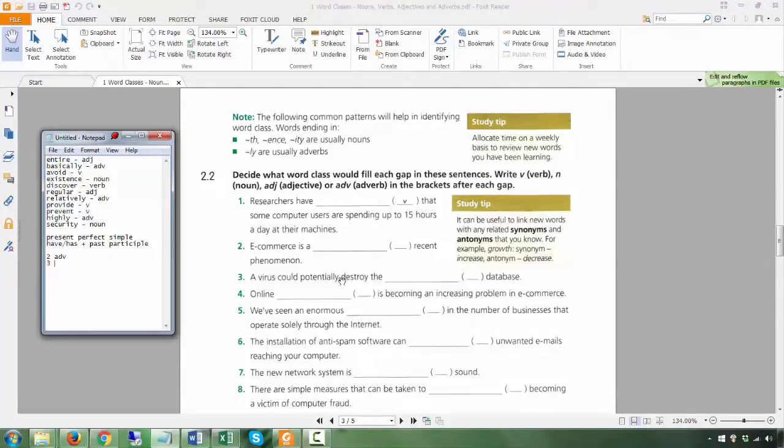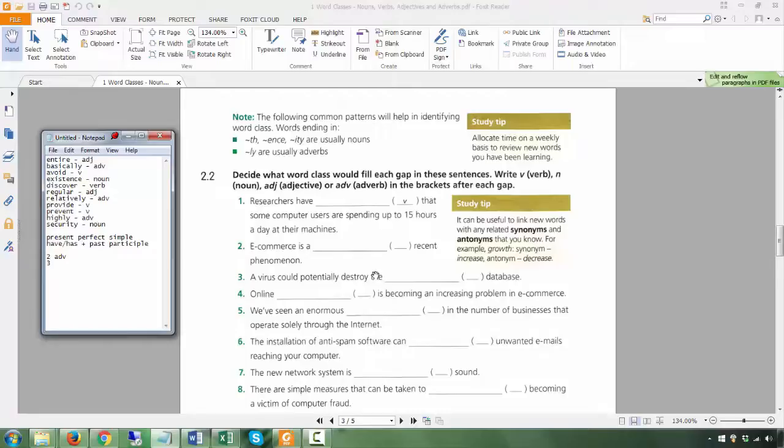And this is an -ly word, which is an adverb. So remember what an adverb does? It describes or modifies a verb. So a virus could destroy, and "potentially" modifies it. This is your subject, this is your verb, and then this is your object. Destroy what? Right? So this is what it could destroy.